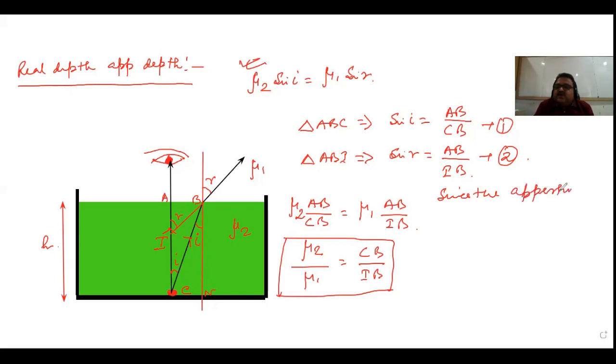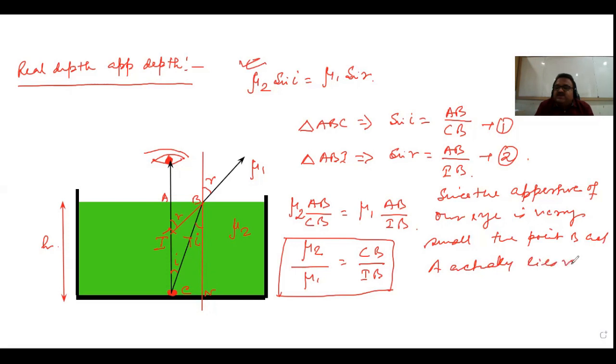the aperture of our eye is very small, the points B and A actually lie very close to each other.